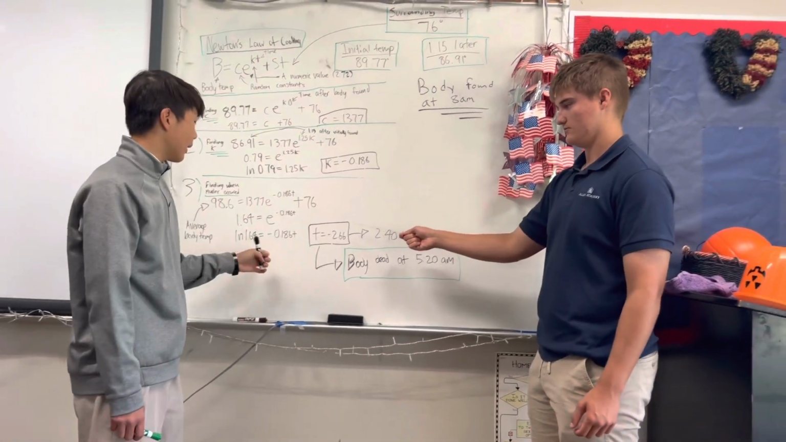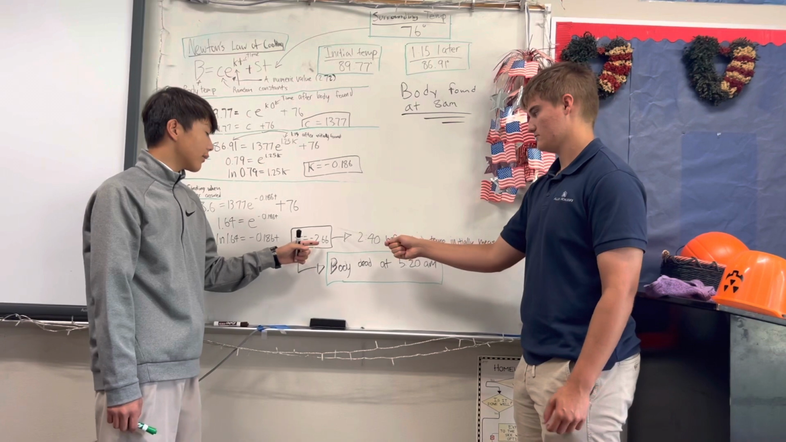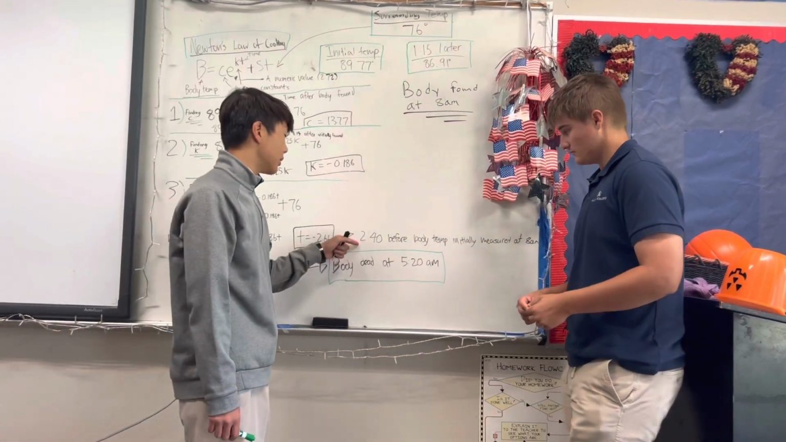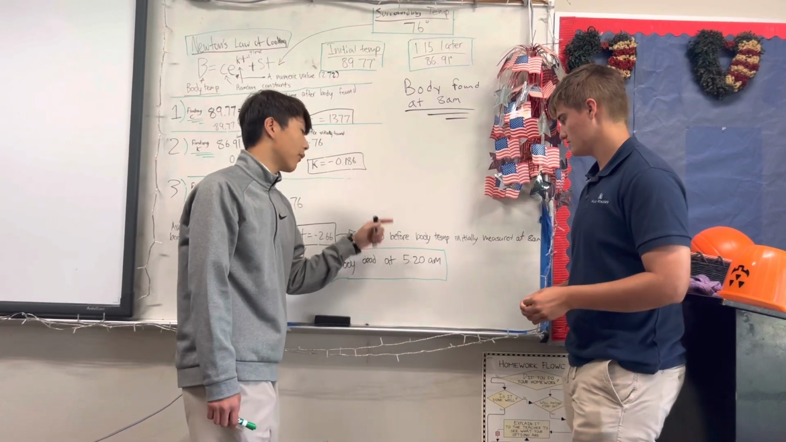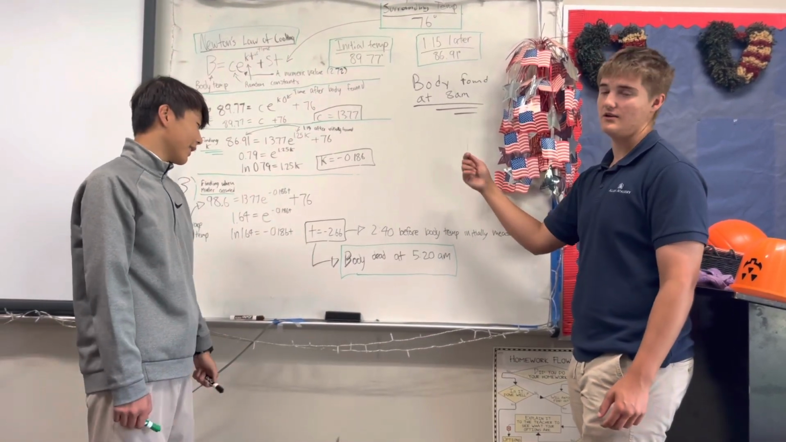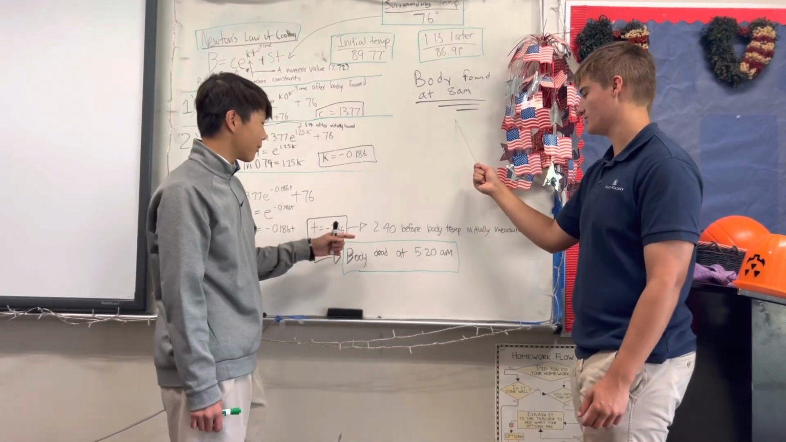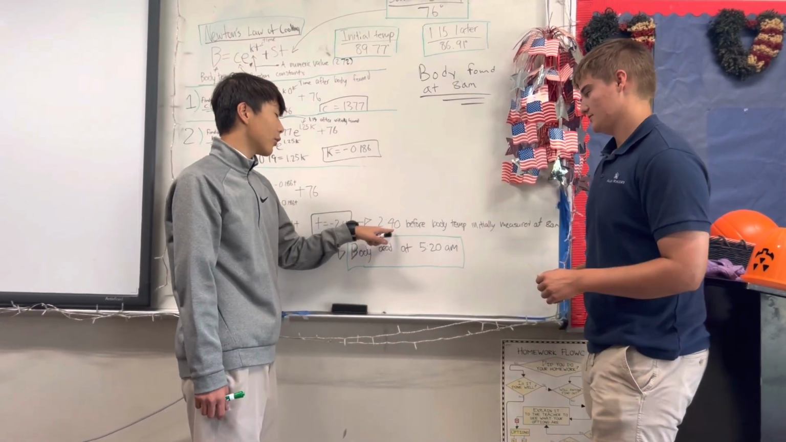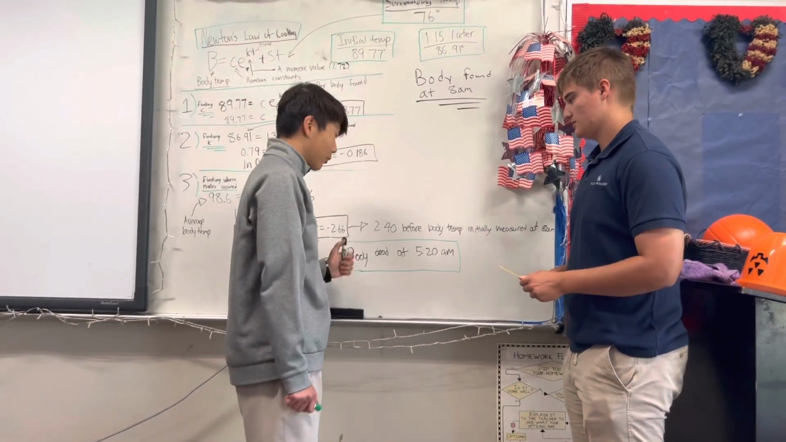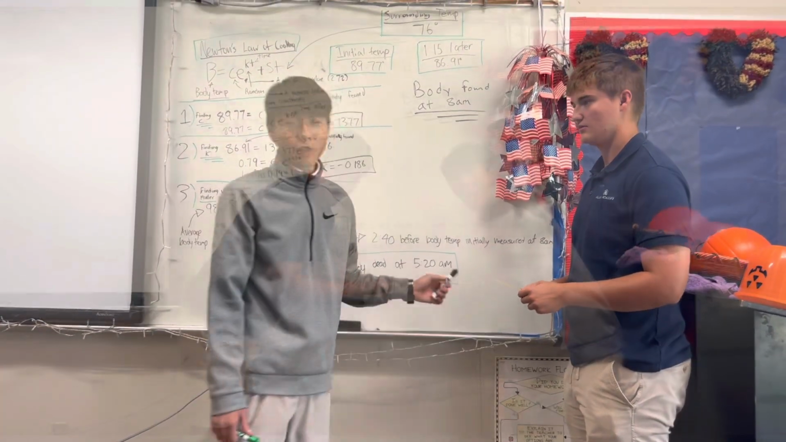And by calculating that, t equals negative 2.66, which in time measurements would be 2 hours and 40 minutes before the body temperature was initially measured at 8 a.m. when Hanover was found. So 2 hours and 40 minutes before 8 a.m. would be 5:20, which would be when the body was murdered.